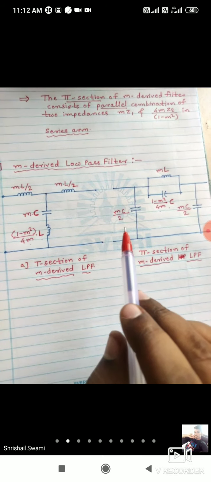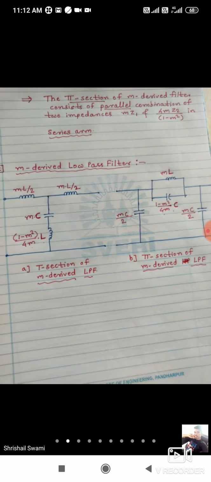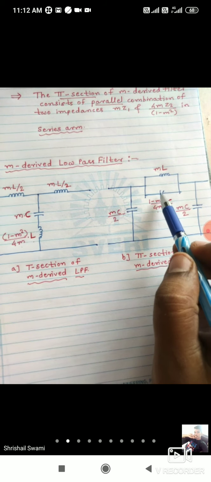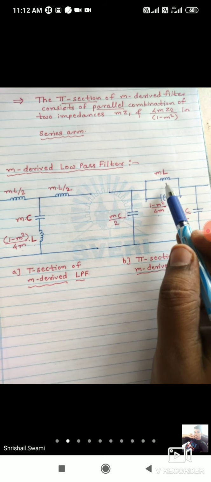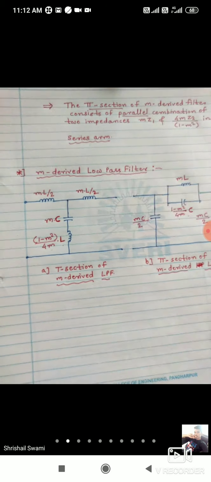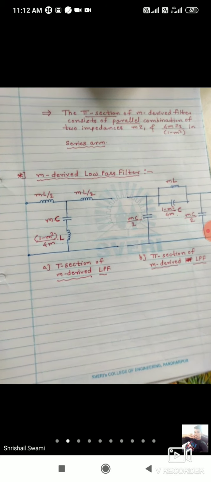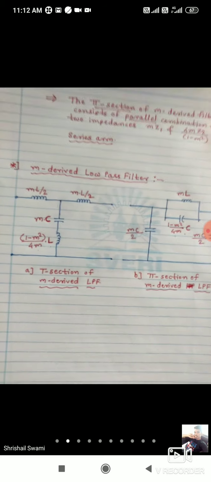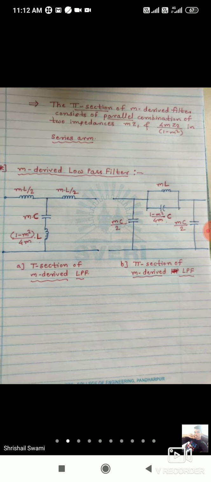So the diagram you have to remember is similar to the low pass filter, only here a capacitor is added and here an inductor is added. That will be the modification. Now in the m-derived low pass filter there are two frequencies. What will be the frequencies?